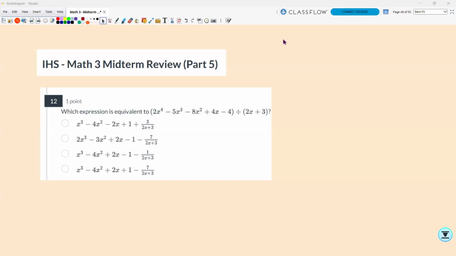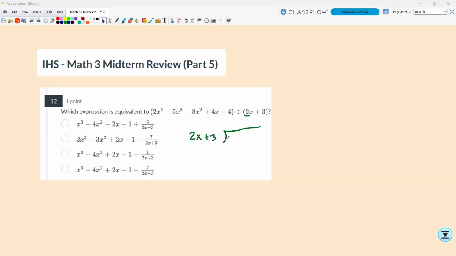Last question, number 12. Which expression is equivalent to 2x to the fourth minus 5x cubed minus 8x squared plus 4x minus 4 divided by 2x plus 3? This would be a scenario where we don't want to use synthetic division because we have a number hanging out on front. So we're going to have to use long division. If you haven't learned long division yet, you can do this using the graph as well. I'll start with long division, and then I'll show you the graph shortcut.